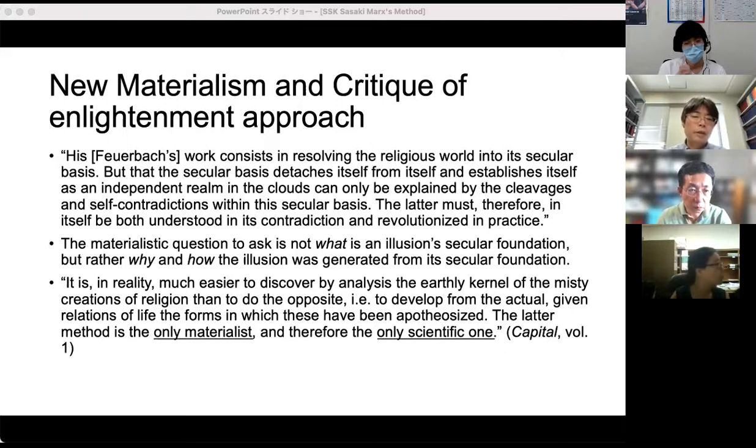He later explained in the first volume of Capital, it is in reality much easier to discover by analysis the earthly kernel of the mystic creations of religion than to do the opposite, i.e., to develop from the actual given relations of life the forms in which these have been absolutized. The latter method is the only materialist and therefore the only scientific one.